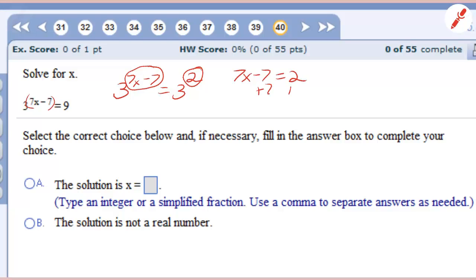Plus 7, 7x equals 9, so x equals 9/7. There you go. The solution is x equals 9/7. That's a neat little trick when you can use it.